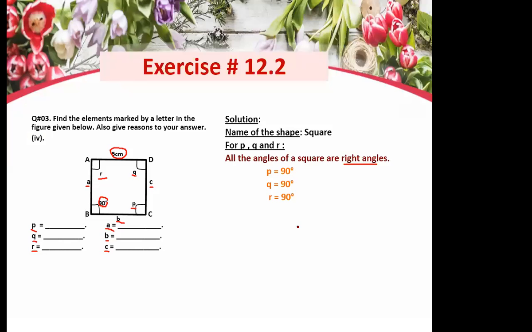Okay. Now, for A, B, and C, you will write down: all the sides of a square are congruent. Then you will write it down here. A is equal to 5 centimeter, B is equal to 5 centimeter, and C is equal to 5 centimeter as well. All the sides are equal. So you will say that all sides are equal to 5 centimeter.